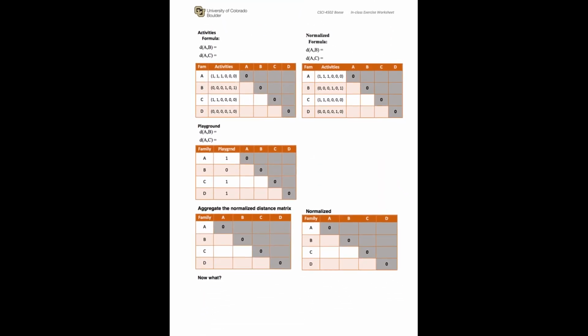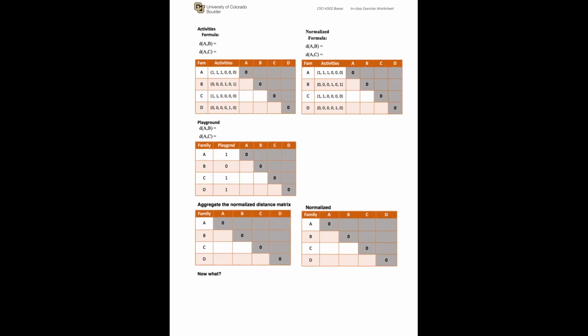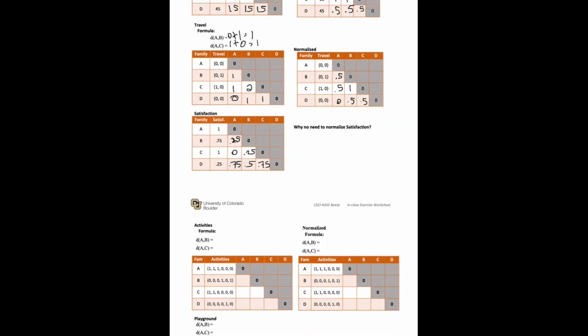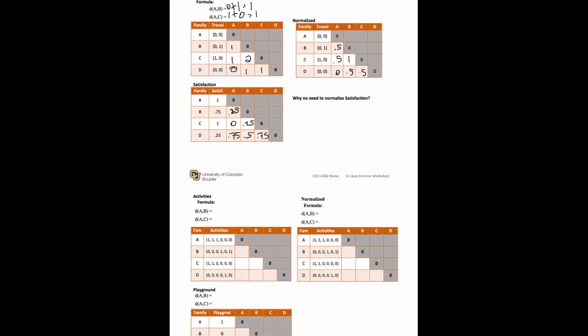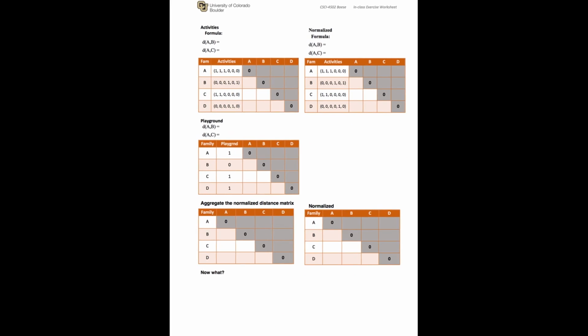This just gives you even more practice with these values, so I'll let you go ahead and fill them out. Again, for activities, we're going to use the Hamming distance and the Manhattan distance. Just like we did with the mode of travel, you want to figure out what was different between those two families, so you count up all the differences. We'll go ahead and do the first one.